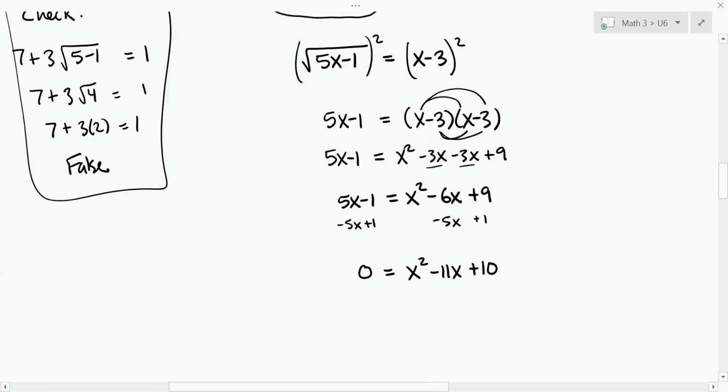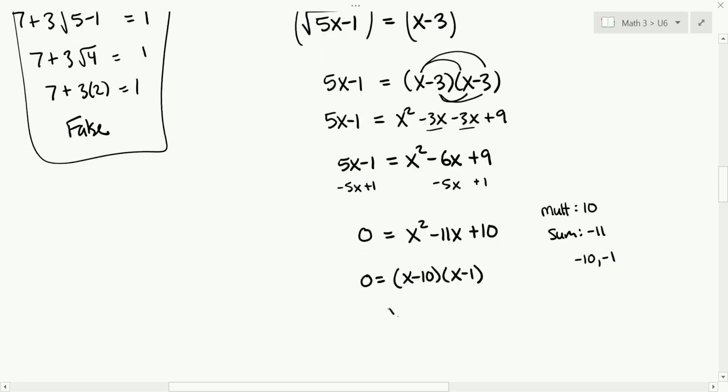Now we look to factor this. This is a quadratic with a 1 as a leading coefficient, so we ask ourselves what two numbers have a product of 10 and a sum of negative 11. Negative 10 and negative 1, right? They multiply to positive 10 and add to negative 11. So this is going to factor to x minus 10 times x minus 1.